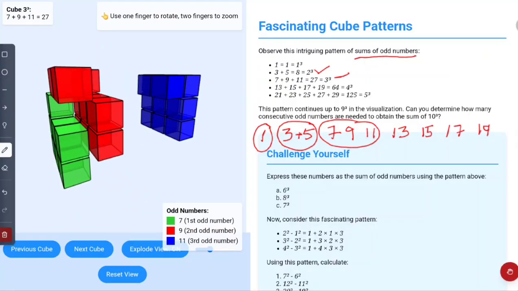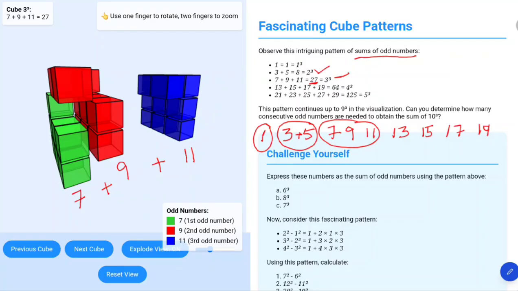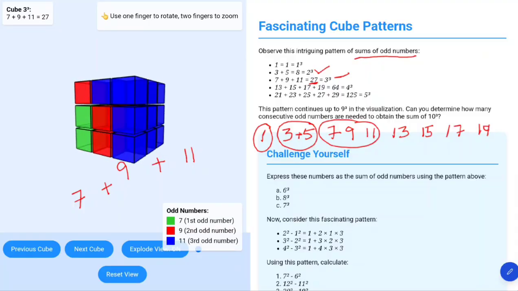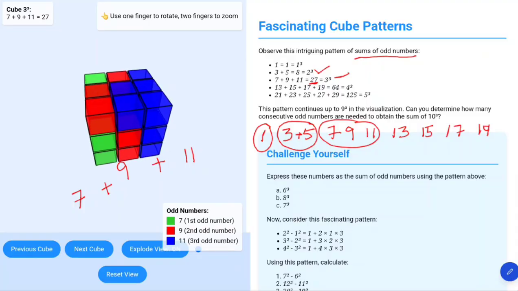So 7 plus 9 plus 11. Together they make the number that is 27. Now when I turn off the explode view, if I bring all these unit cubes together, you can see how beautifully they rearrange themselves to form the cube of 3. Similarly, let us go on to the next one.